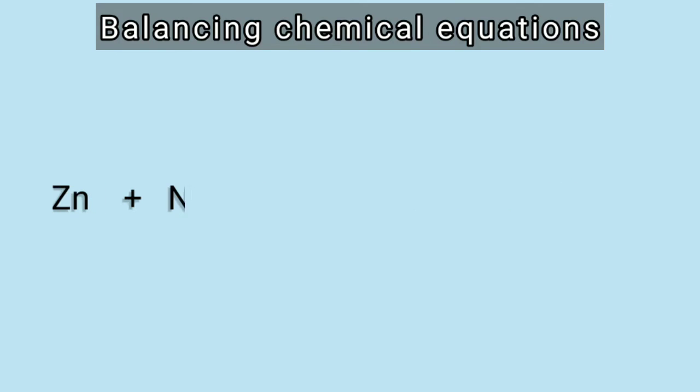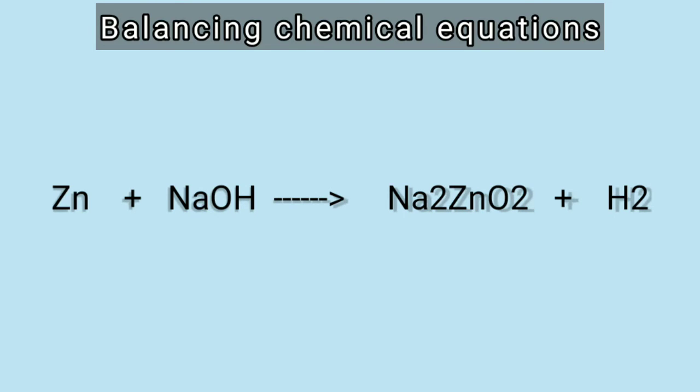Next equation, zinc reacts with sodium hydroxide to form sodium zincate and hydrogen gas. We have two sodium atoms on product side or right side and one sodium atom on reactant side or left side. We will equalize that by writing 2 as a coefficient of sodium hydroxide. So now we have two sodium on each side, one zinc on each side.